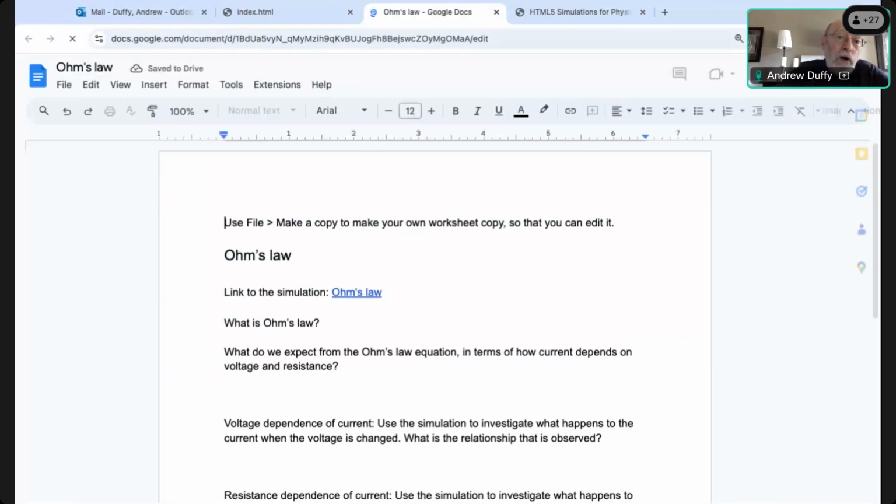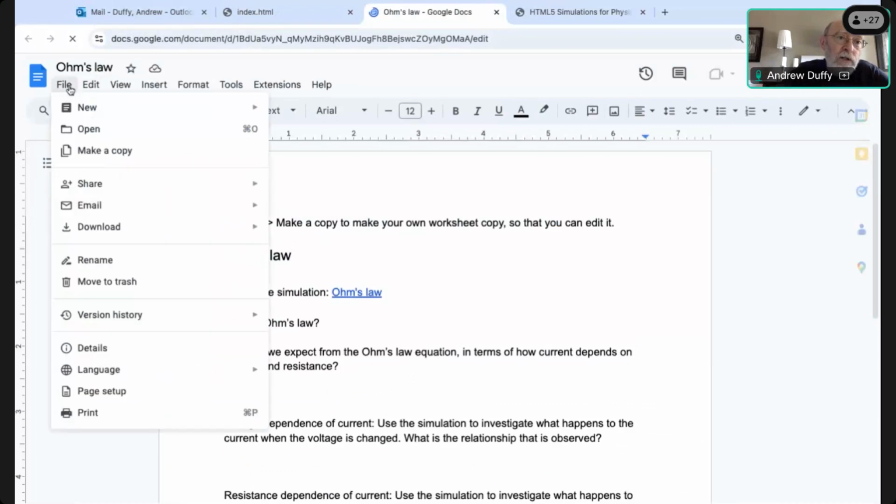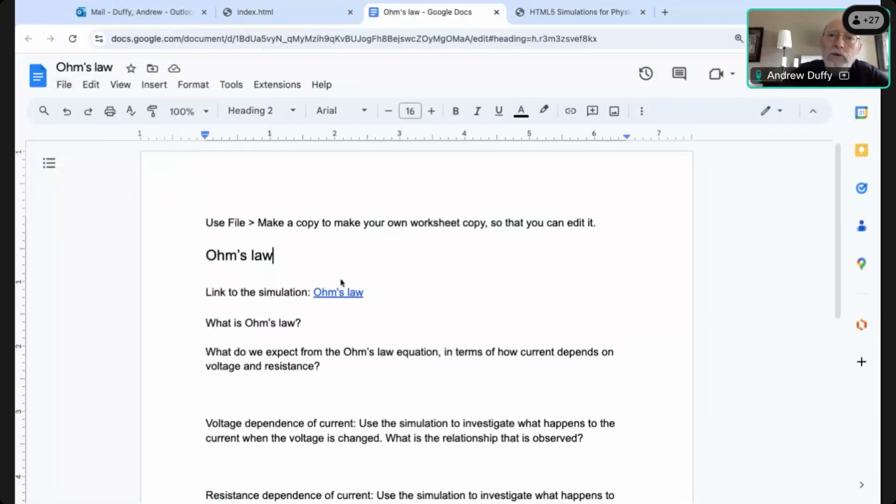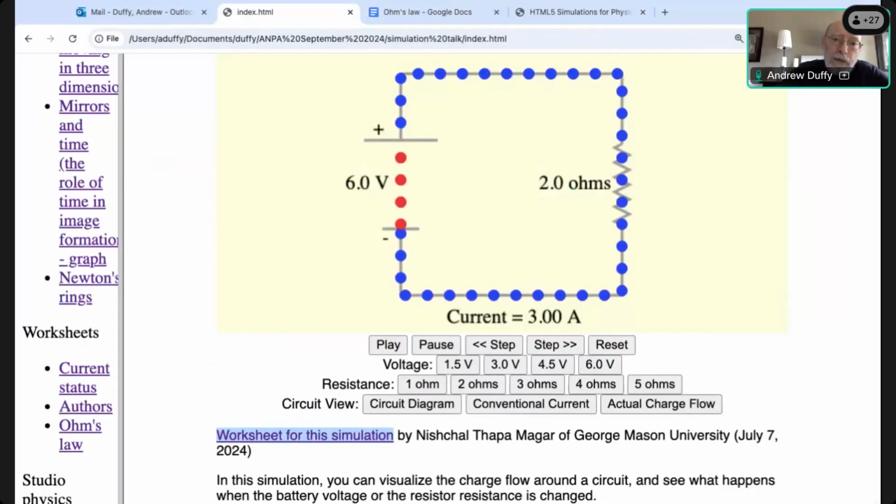If you open it in a new tab, you have this functionality, make a copy for yourself. So you might go, well, I like this worksheet, but I want to change it a little bit. What you do is go File, Make a copy, and then you will have a copy for yourself that you are free to edit, and you can give that version to your students if you would like. Any one of our worksheets, which are Google Docs like this, you can do that with. So that's how you make use of that.